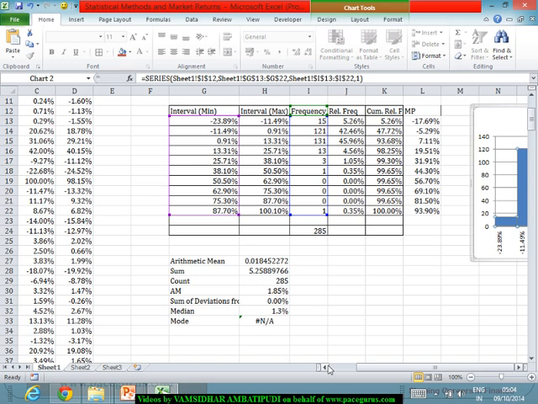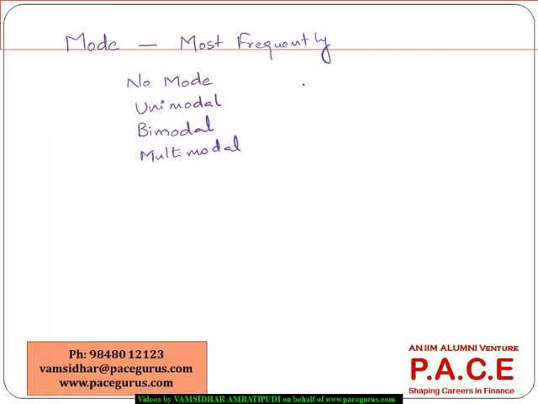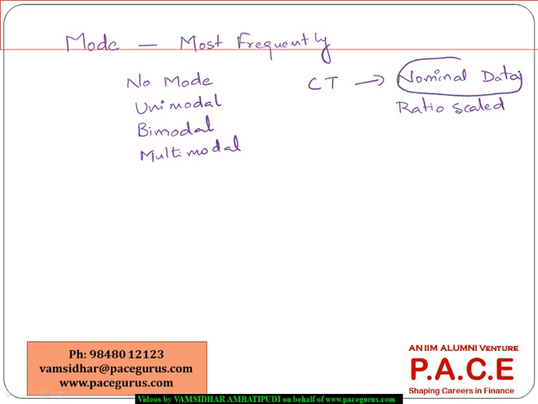So that is what a modal interval is, and whichever is the highest bar in the histogram, that interval can be called the modal interval. Another good thing with respect to mode is that this is the only measure of central tendency which can be applicable even to nominal data, whereas mean and median are applicable to ratio scale data. I can very well apply the mode even to nominal data, because whichever one comes with the highest frequency, that is what we call the mode.